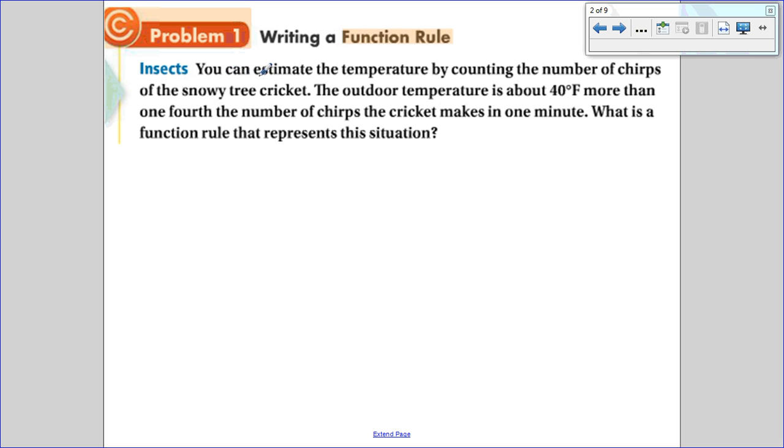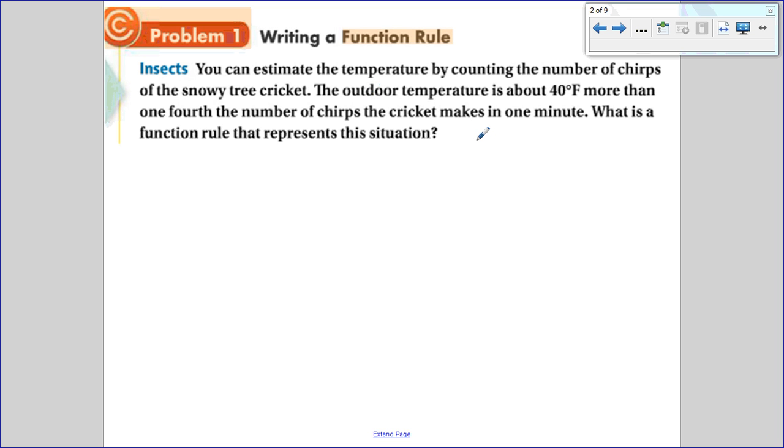You can apparently estimate the temperature by counting the number of chirps of a snowy tree cricket. So if you can find one of those, you can estimate the temperature outside. The way you do that is the outdoor temperature is about 40 degrees Fahrenheit more than 1/4 the number of chirps the cricket makes in 1 minute. What's the function rule? So what's the equation that represents that situation?